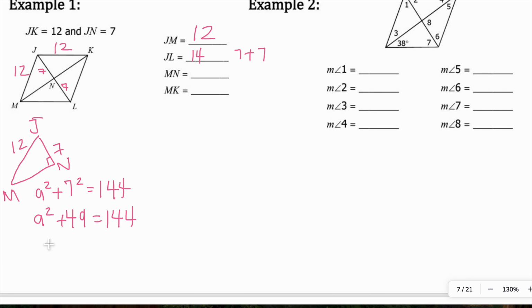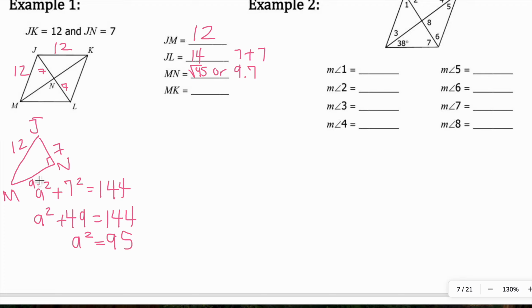So a squared plus 49 is equal to 144, and subtracting, I'm going to get a squared is equal to 95. So you can say MN is the square root of 95, or if you want to round that, about 9.7. Then you would think about, well, what could MK be? The square root of 95 is about 9.7. MK is that entire distance.